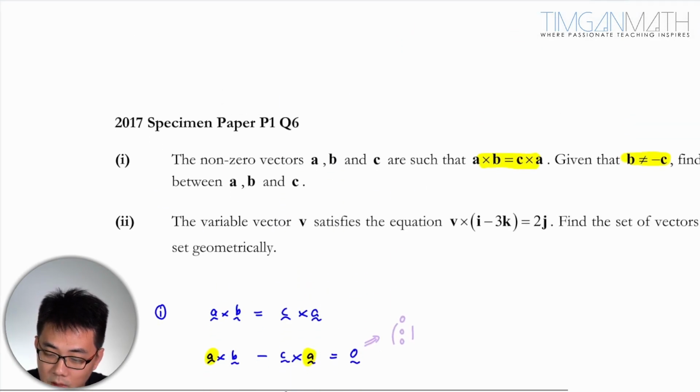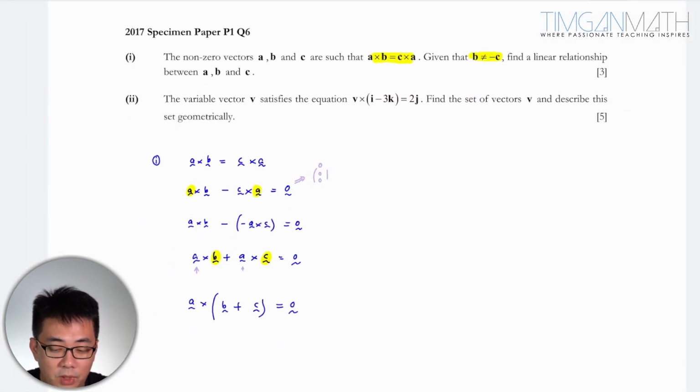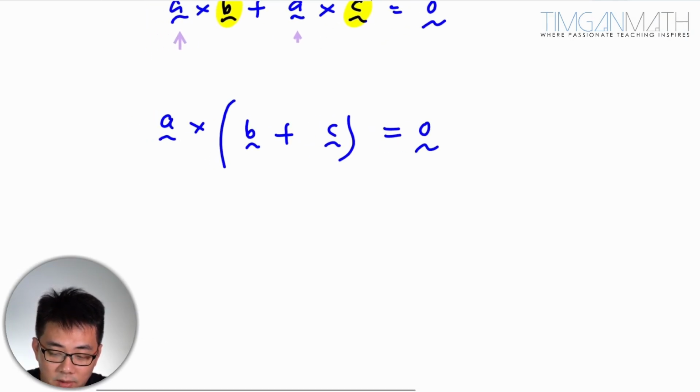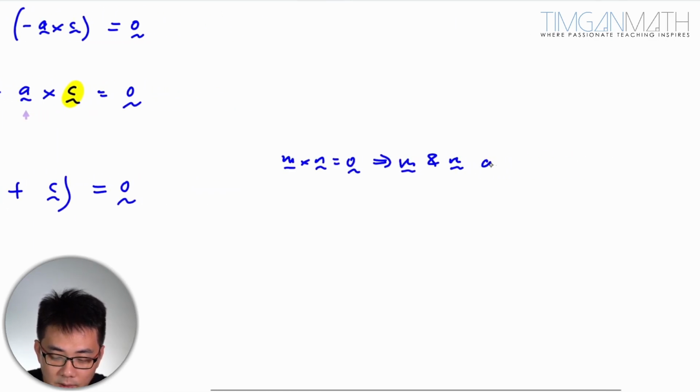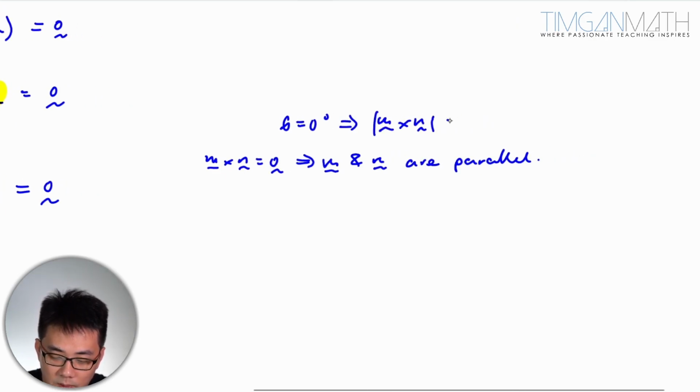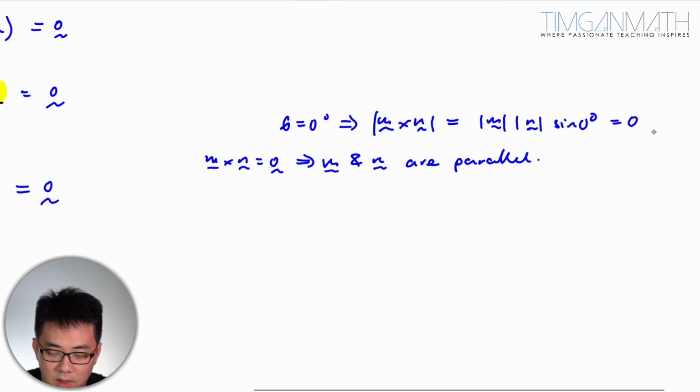Great. Once done, we want to find a linear relationship between A, B, and C. This is a vector, and this is also another vector. So these two vectors, when you cross them, you get a zero vector. Just take note: if M cross N is 0, what we can deduce is M and N are parallel, because of the cross product. When theta is 0, M cross N will just be mod M mod N sine 0, which is actually 0. This is a zero vector here.